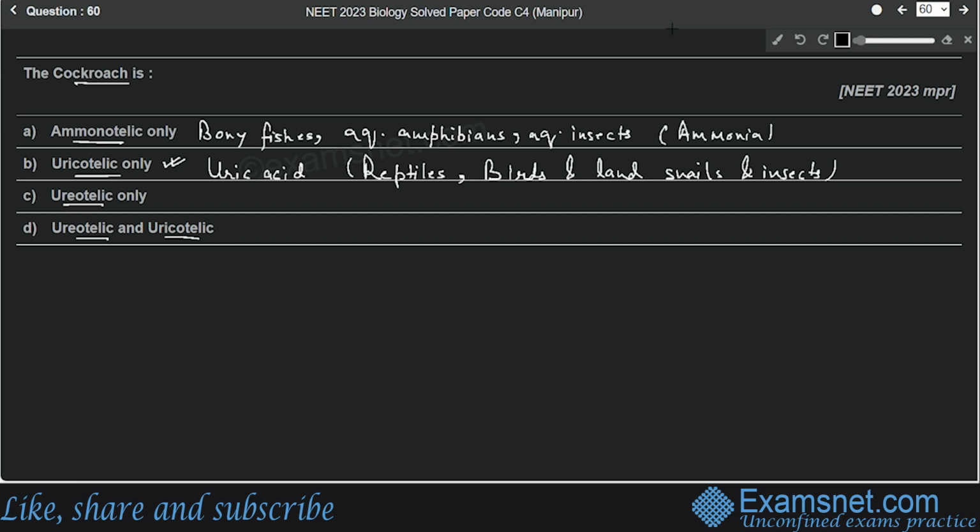And what are the examples of ureotelic? The best example is mammals. All of us are ureotelic. Other than that, we have many terrestrial amphibians and marine fishes. These are examples of ureotelic. That means they excrete the waste product in the form of urea. But since the question was asked about cockroach, it will be option number B, uricotelic.